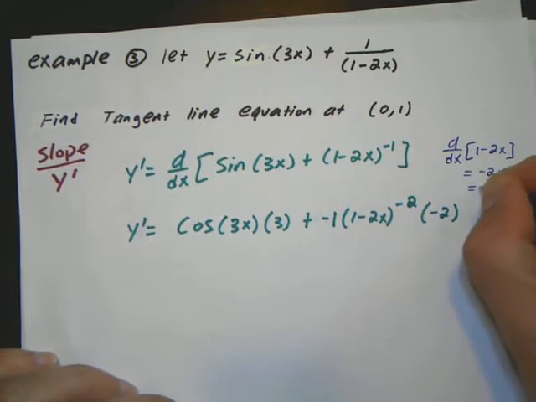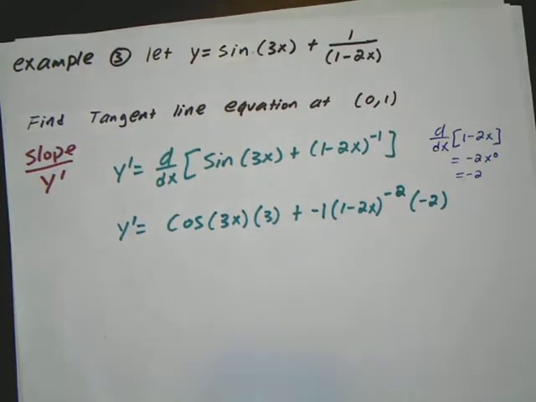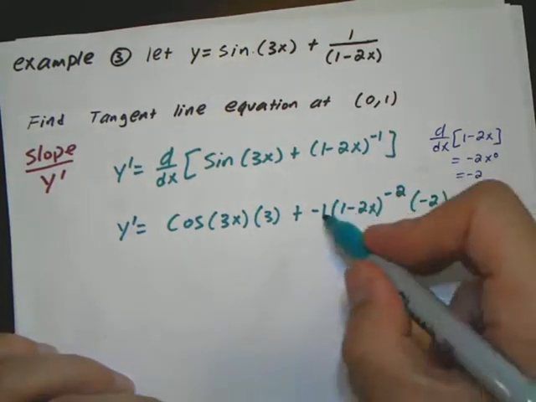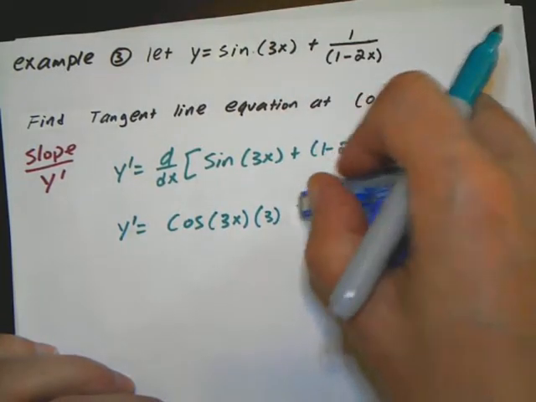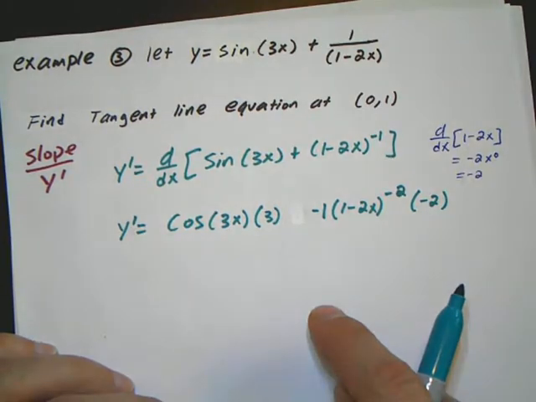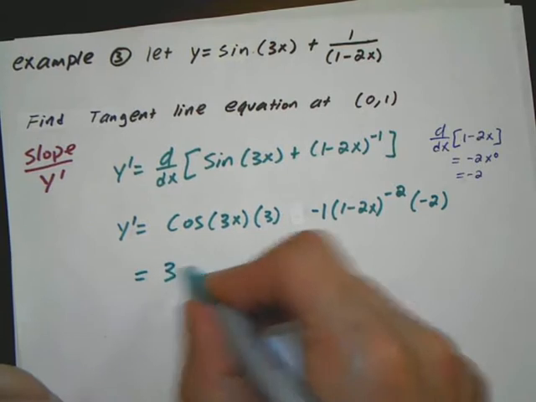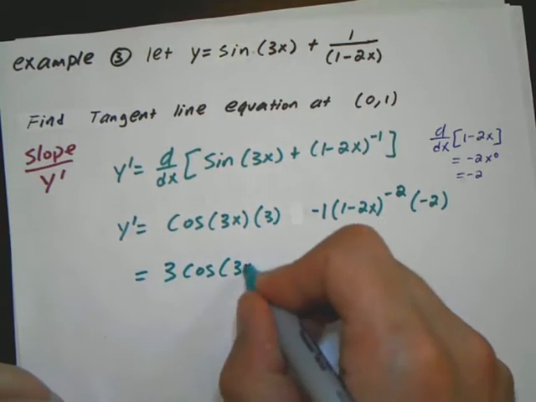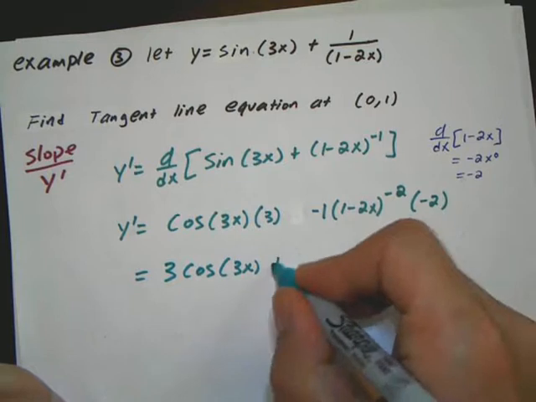So what all this becomes is 3 cosine of 3x. I'm multiplying a negative times a negative, so it's going to actually turn out to be positive. This parenthesis is being raised to a negative exponent, so it's all going to go in the denominator. So it's 1 minus 2x squared. And that. So that's my derivative.